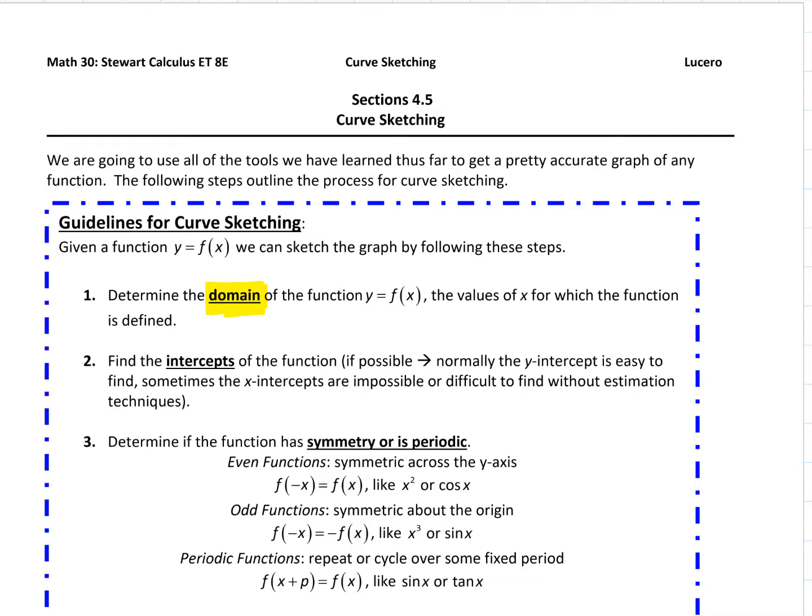Then find the intercepts if possible, and I am going to leave this a little bit open. Normally finding the y-intercept is pretty easy if it exists, because we can just plug in x equals 0. Finding the x-intercepts is sometimes easy, but sometimes more difficult. We won't hold fast that we have to find all the intercepts, but if possible, it's good to find them. They give us some additional information about the curve that we can use. If it proves to be too difficult without some advanced estimation techniques, then we'll find just what we can.